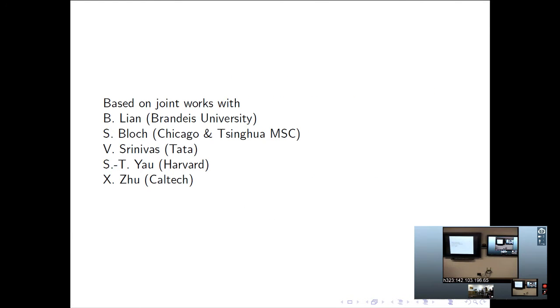This is going to be based on joint works with Huang Yan, Spencer Brock, Masudivan Srinivasan, Xin Tong Yao, and Xingwen Zhu.